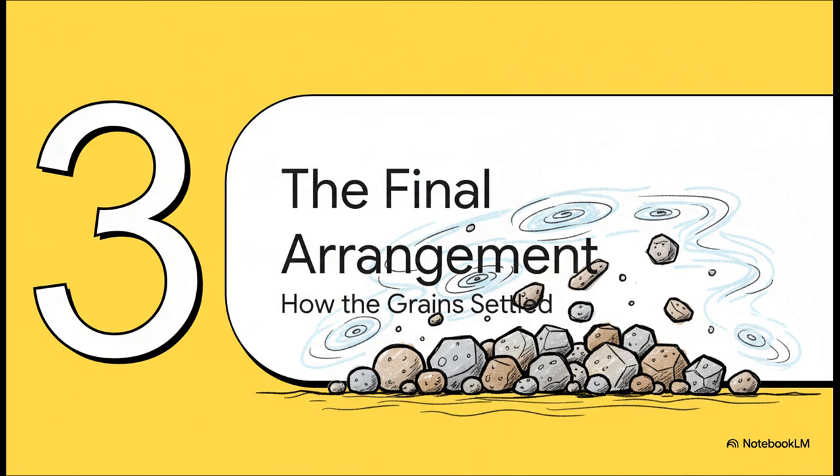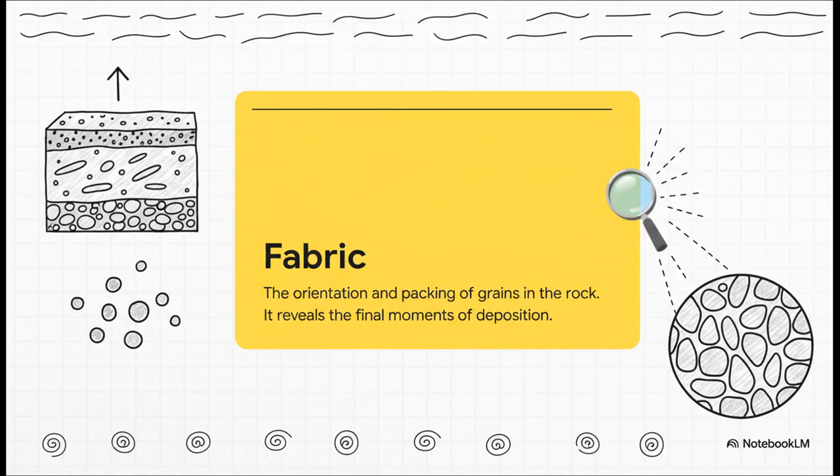But the last piece of the puzzle, the final bit of evidence, comes from how they were all put together in the final moments of that journey. This is what we call the rock's fabric. It's just the orientation and the packing of its grains. It's kind of like the geological version of a freeze-frame photo. It captures the exact way the sediment settled, and it can tell us some incredibly precise things about what was happening right at that moment.